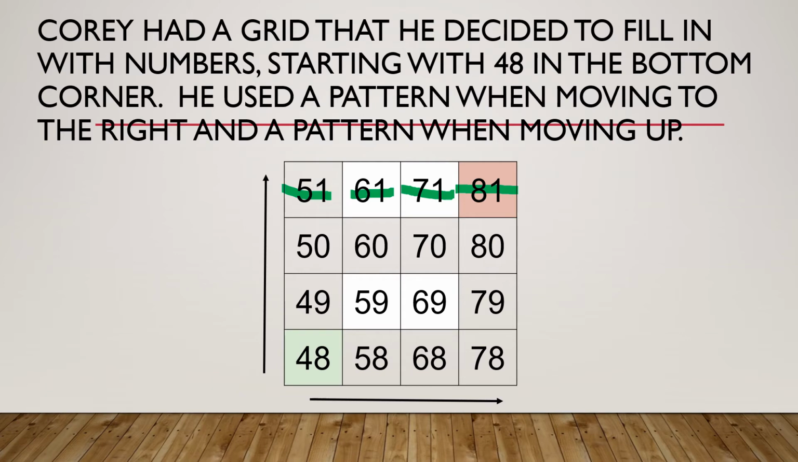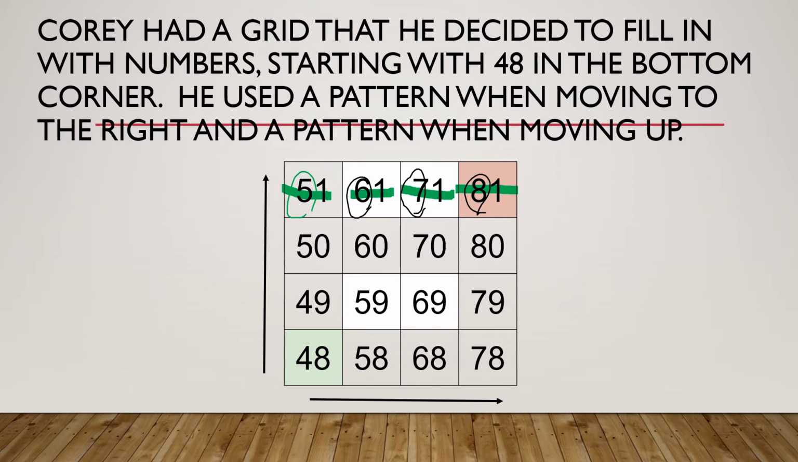We see that in the tens column, the first number, we have a 5, so we have 51. In the second column, we have a 6, so we have 61. Then we added 10 for 71. We added 10 more for 81. So as Corey's pattern moves from left to right, he is adding 10 each time.